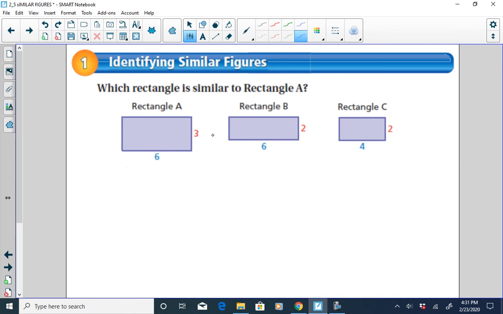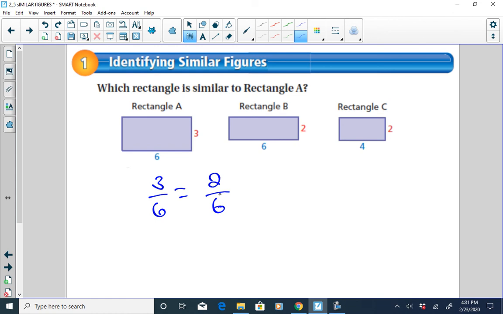Okay, so let's take a look at these three figures. We're asked which rectangle is similar to rectangle A. Well, let's check A and B. Is 3 to 6 the same as 2 to 6? Right, are the ratios of the corresponding sides the same?